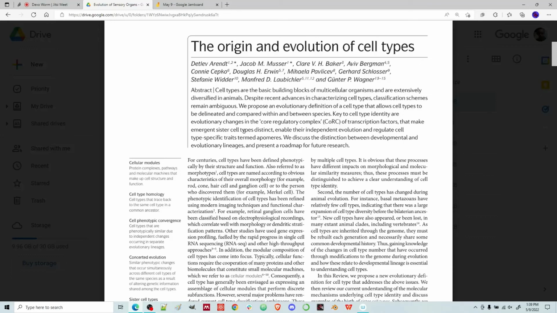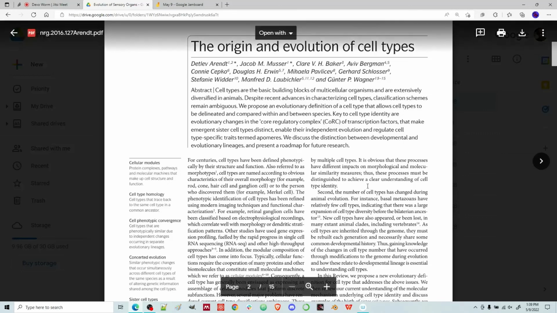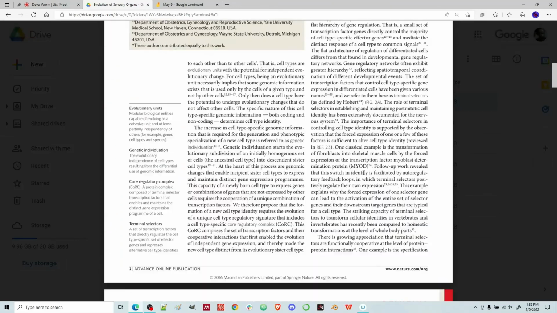This makes emergent sister cell types distinct, enables their independent evolution, and regulates cell type specific traits termed apomeres. People look for these differences, and they use phylogenetics to sort this out. We discuss the distinction between developmental and evolutionary lineages. So we talk about developmental lineages, these are cell lineages. But they also exist as evolutionary lineages because they may exist between species, and so they have to distinguish this. And there are some pictures in this paper.